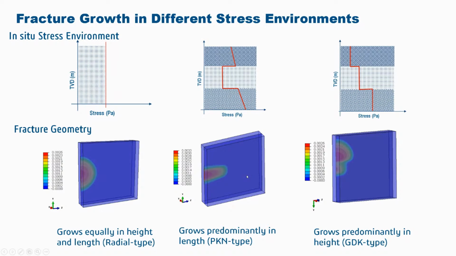In the middle panel, I have shown the fracture profile for an in situ stress environment with what we call a stress barrier, and the stress barrier leads to what we call containment of the fracture. So the fracture merely remains contained inside the stress barrier zone. On the rightmost panel, I have shown the fracture growth behavior for a stress profile that is declining with height. And in that kind of scenario, you can see the fracture tends to mainly grow in the height direction. So we can model fracture growth behaviors for different stress profiles.